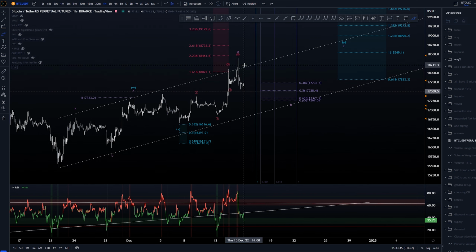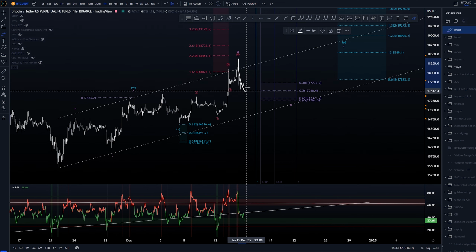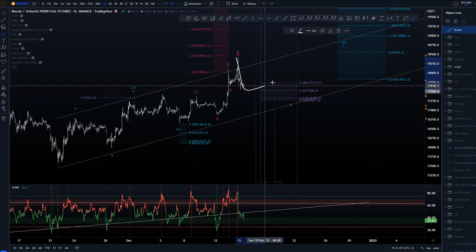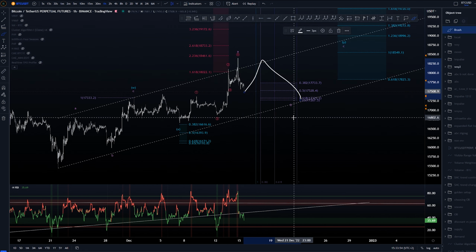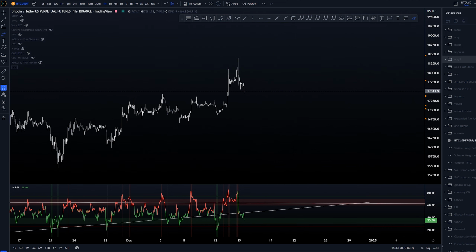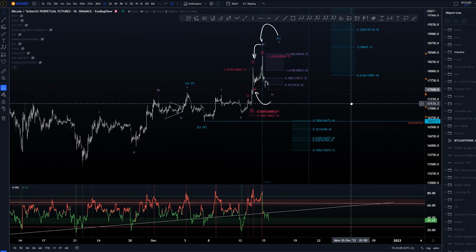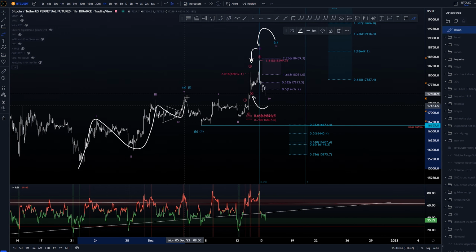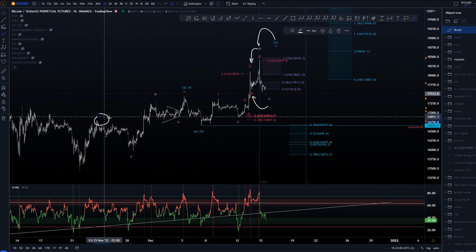So this structure, whatever it is going to be forming, I do think is going to be taking a bit more time. Whether it's just doing this or even some kind of structure like that, we don't know. But that is one count for sure. Then more impulsive counts, where we have this as a 1, 2, 3, 4, and 5. We don't have overlap between first and fourth.